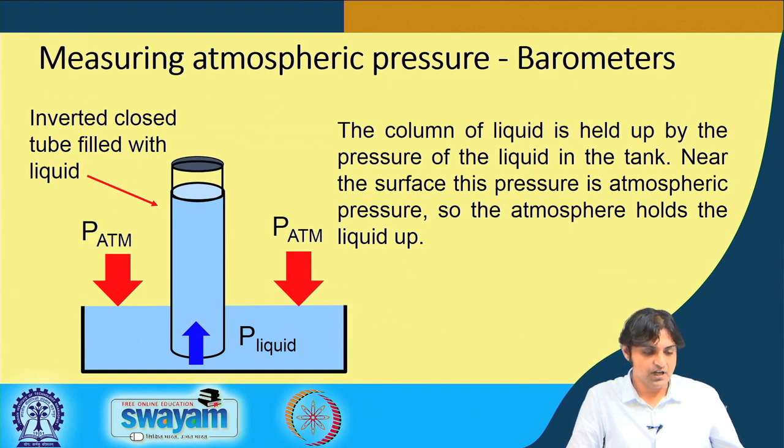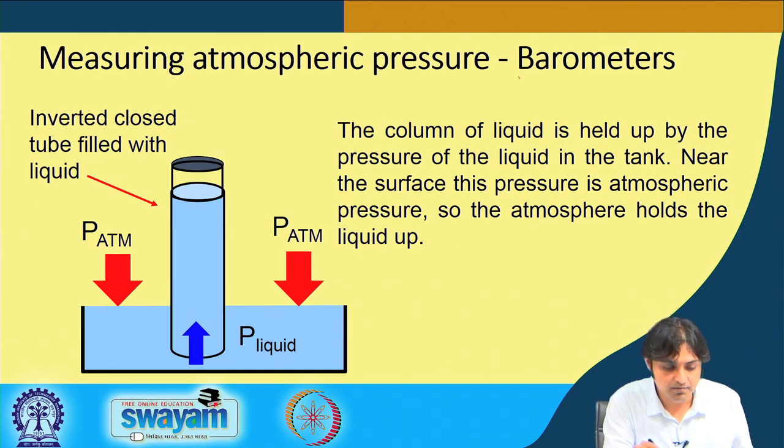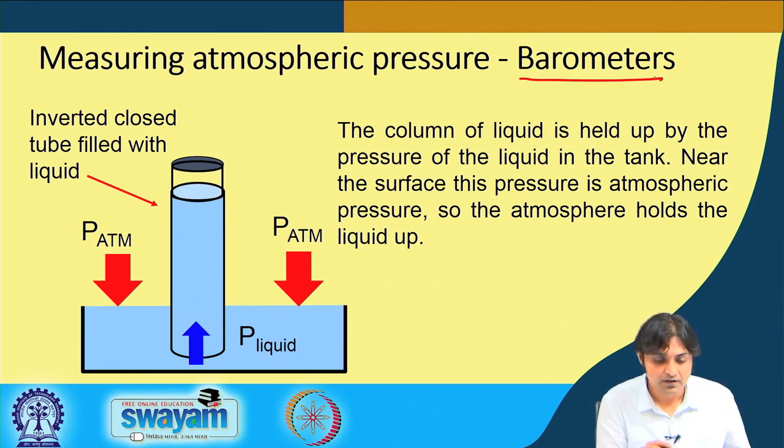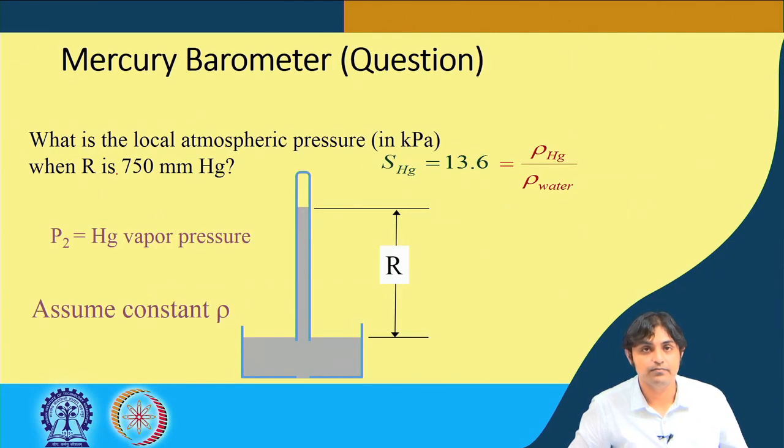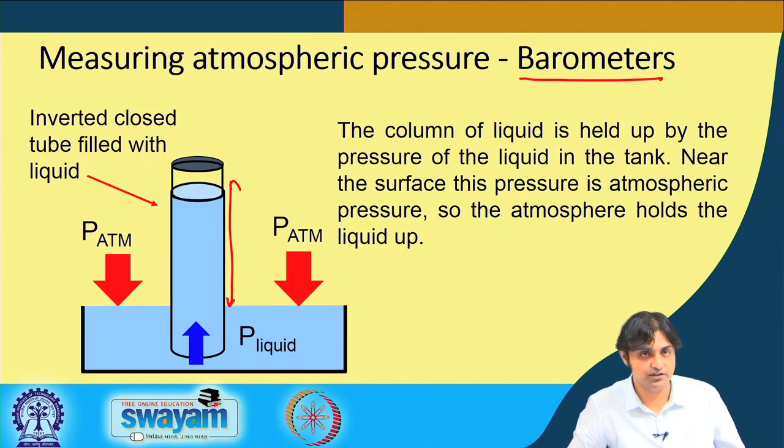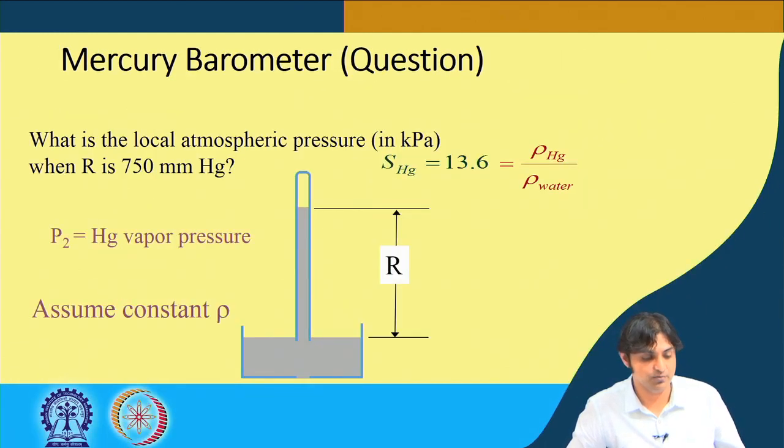An important question is, how do we measure atmospheric pressure? One of the simplest devices is the barometer. What happens is that the column of liquid is held up by the pressure of the liquid in the tank. Near the surface, this pressure is atmospheric pressure. So the atmosphere holds the liquid up. This liquid is being supported by the atmospheric pressure. This is an inverted closed tube filled with a liquid. Okay, so this is the barometer. This is the principle of working of barometers.